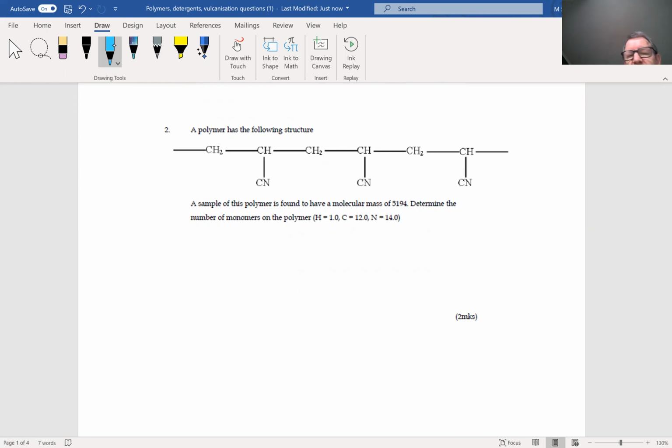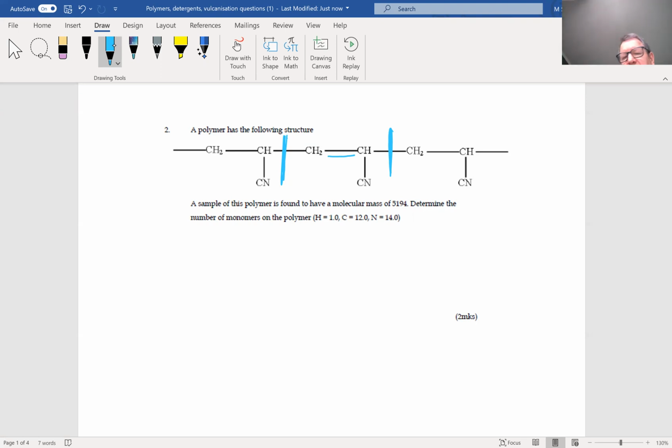What we have to do is start anywhere on the polymer. Let's say I'm going to start here, and I go along the chain until I find a similar part. I say, oh, well, okay, that CH2 there is the same as that CH2 there. CH2, CH, CH2, CHCN. So this was the monomer, this bit here, and that was where the double bond was.